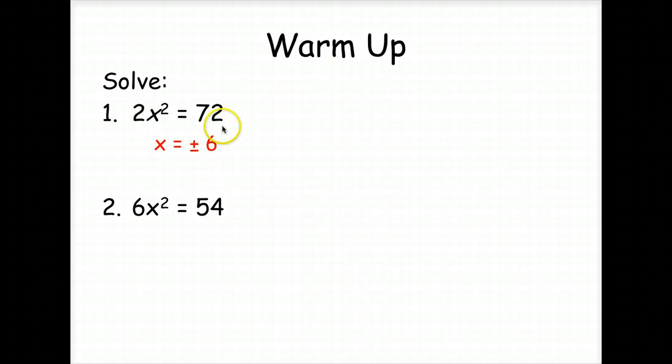If you divide both sides by 2, you get x squared is equal to 36, the square root of 36, plus or minus 6. Divide both sides by 6, you'll get 9. The square root of 9 is plus or minus 3. Very good.